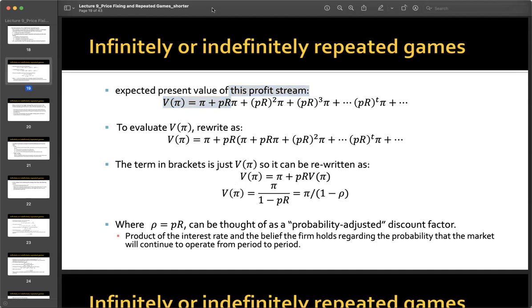Okay, so thumbs up if that makes sense to everyone. We're just making sure everything is connecting, right? So rho is just P times R. So you can imagine an increase in R, an increase in P is essentially an increase in rho. And an increase in rho will just increase the total present value of this profit stream. Okay.